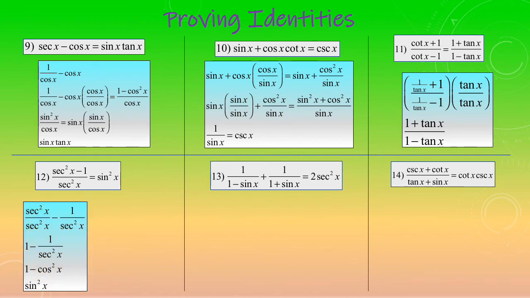Number 12 reads secant squared of x minus 1 over secant squared of x is equal to sine squared of x. We obviously work on the left-hand side, but what do we do?